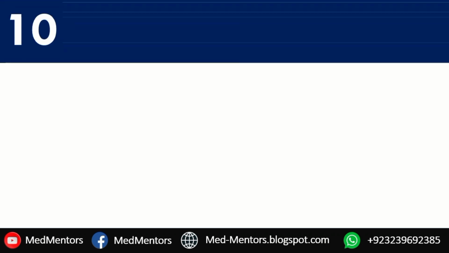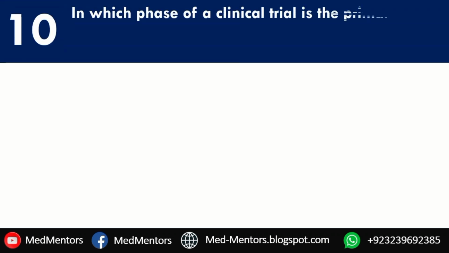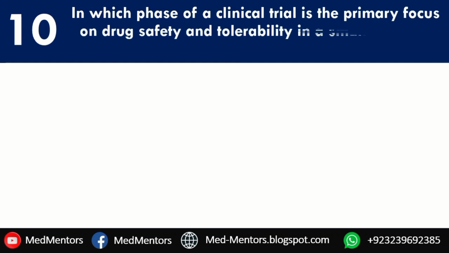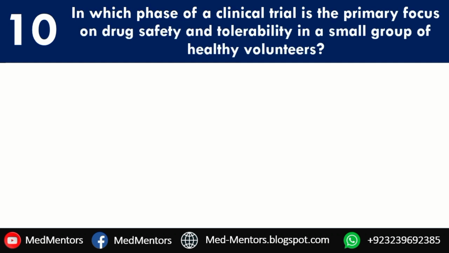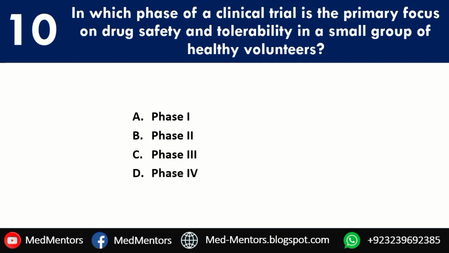Number 10. In which phase of a clinical trial is the primary focus on drug safety and tolerability in a small group of healthy volunteers? A. Phase 1. B. Phase 2. C. Phase 3. And D. Phase 4. The correct answer is Phase 1.